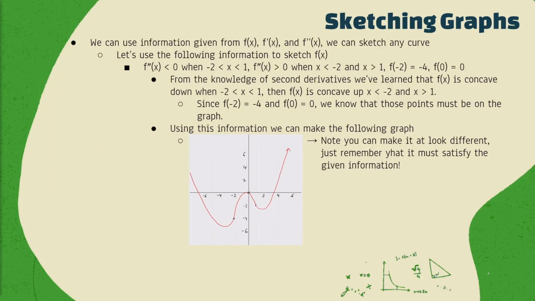Now that we know how to find the critical points and what they mean, we can actually use that information to create the function. So for example here, we're given information about either f of x, f prime of x, or f double prime of x. And each of those information pieces will allow us to recreate the original curve of f of x. So here I've given us a pretty easy example to follow.